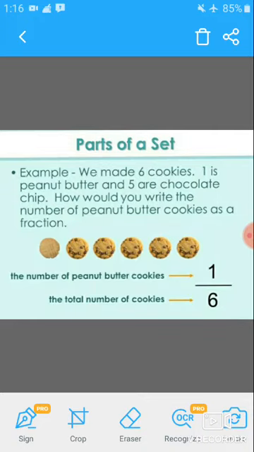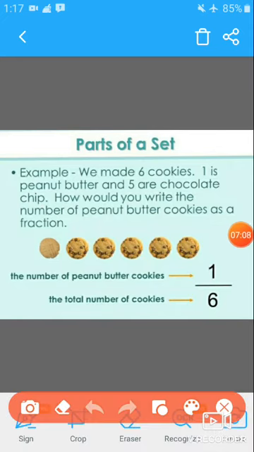How would you write the number of peanut butter cookies as a fraction? So students, first of all, you have to count or find out the total number of cookies. So here 1, 2, 3, 4, 5 and 6. So there are total 6 cookies. So you have to write 6 as a denominator.